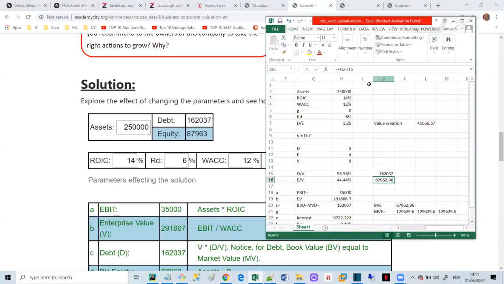Think about it. You're building up a company. You need 250. You went to the bank. It gave you 162. Then you said, okay, I'm putting out of my pocket about 88,000. By creating this company, this playground, I generated a business that has 291. I really created an extra 81,000 as a value. To whom does it belong? To the debt holders or the equity owners?